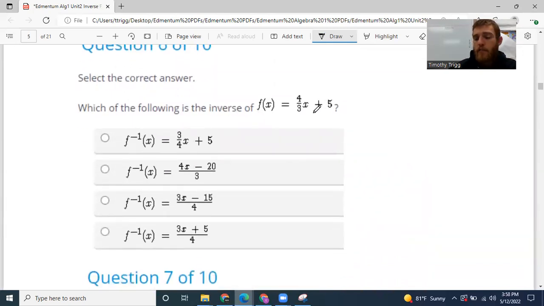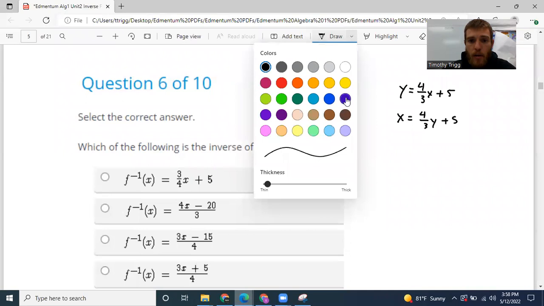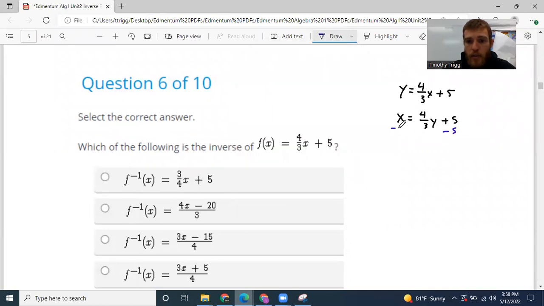Which of the following is the inverse of this function? Remember, in order to find the inverse function, this is the long process one. The first thing we would do is replace f of x with y. Then switch our x and y. Now our goal is to solve for y. My next step would be to subtract 5 from both sides of the equation, and move this 4/3 y to the left side. Here we have x minus 5 on the right.